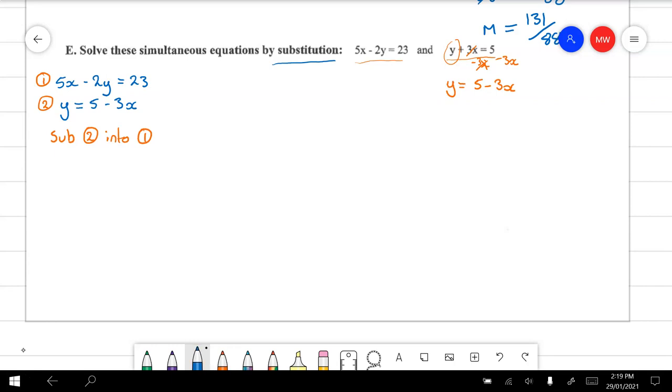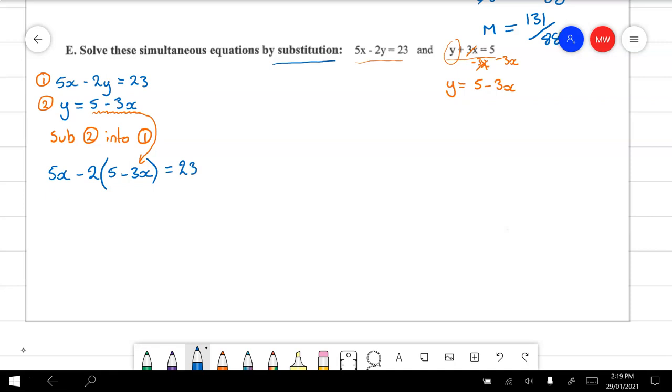So now I rewrite equation 1, but every time I see a y in it, I replace it with what I can see in equation 2. So it will read 5x minus 2 times y, but y is now 5 minus 3x. And if you're wondering where I get that from, it's coming from here. I'm just taking that and substituting it in place of y, because I know that y is equal to that. And that equals 23.